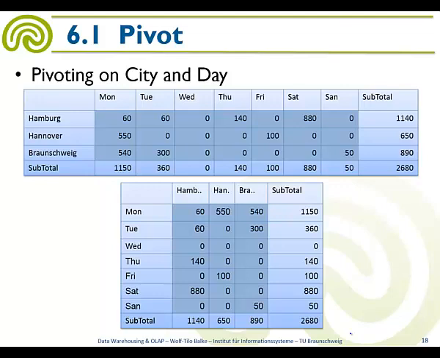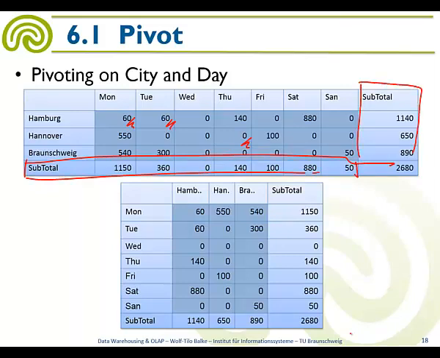And then you know how many units were sold, for example, in Hamburg on Monday, or in, I don't know, Hannover on Thursday or something like that. And you get the subtotals, which is just the sums of the columns and the rows, and then you get the apex, which is basically a double sum. And this is a slice of the cake. This is what you got.